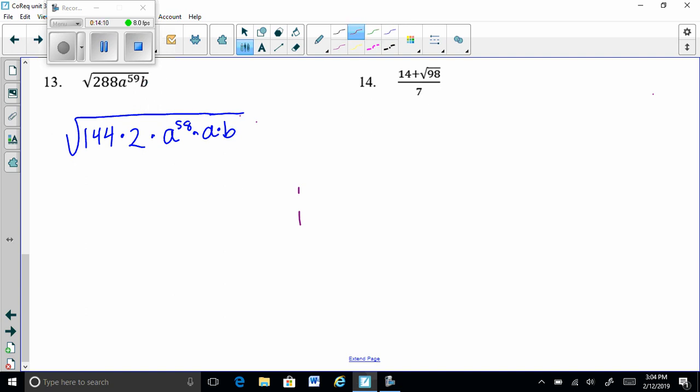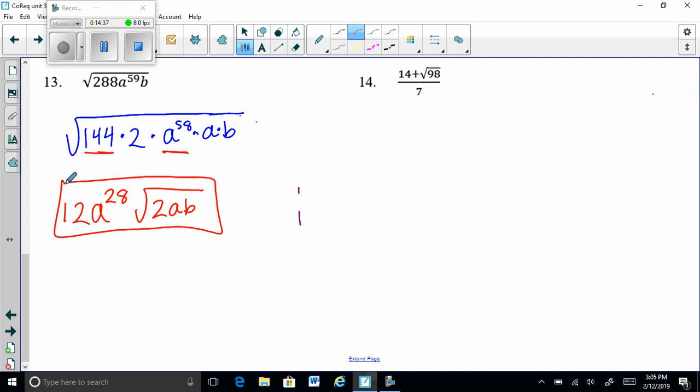The only thing that we're able to simplify are these two parts right here. So the square root of 144 is going to be 12, and the square root of a to the power of 58 is going to become a to the power of, let's see, you're going to cut that in half, so this should be a to the 29, and then what's left inside here is a 2ab. And there you go.